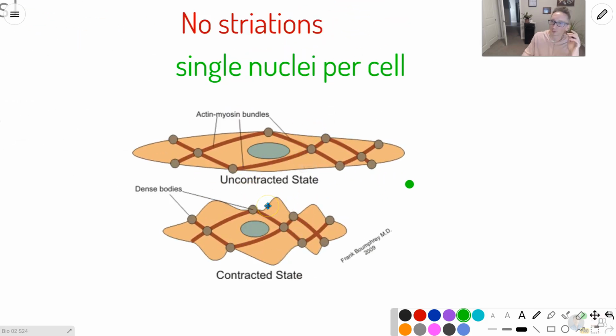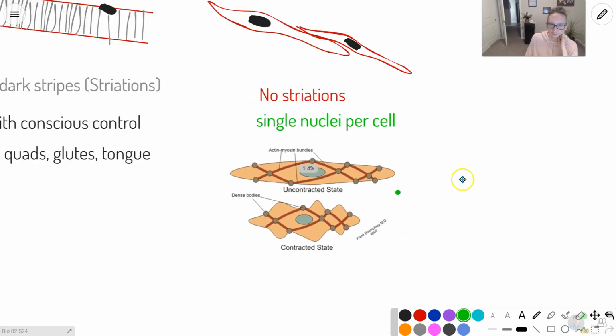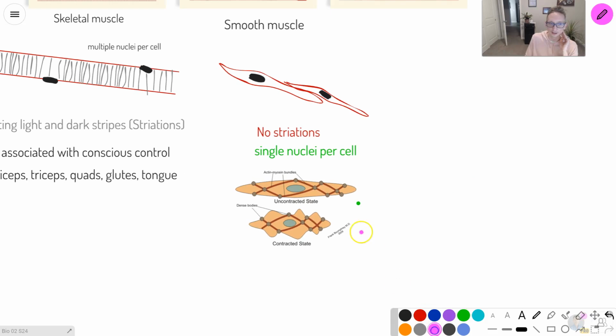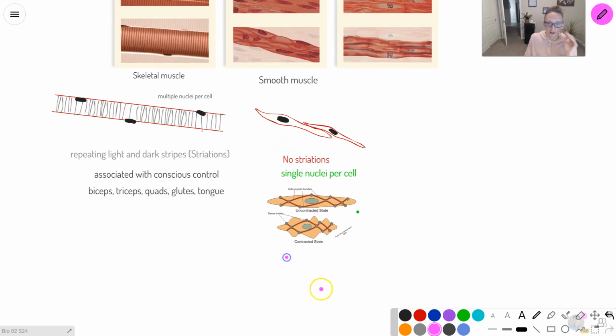They don't go in any specific kind of regimented direction. But this is how they contract. And these are associated with involuntary control. So anything that's involuntary.